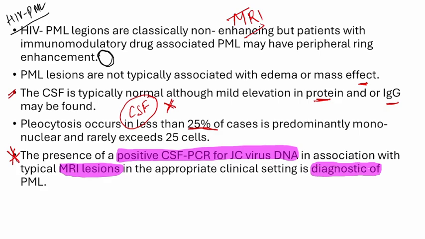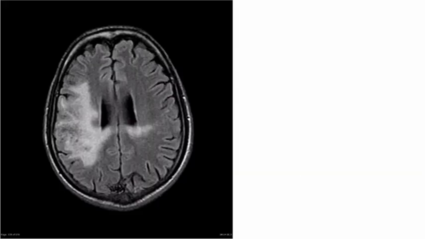Now we have to understand how to diagnose PML. Positive CSF PCR findings and MRI lesions are diagnostic of PML. Now here we have a T2 weighted... it is not a T2, it is a FLAIR image of this progressive multifocal leukoencephalopathy.